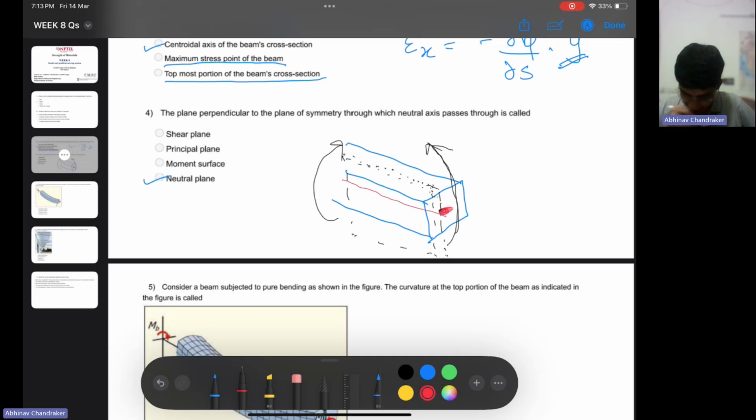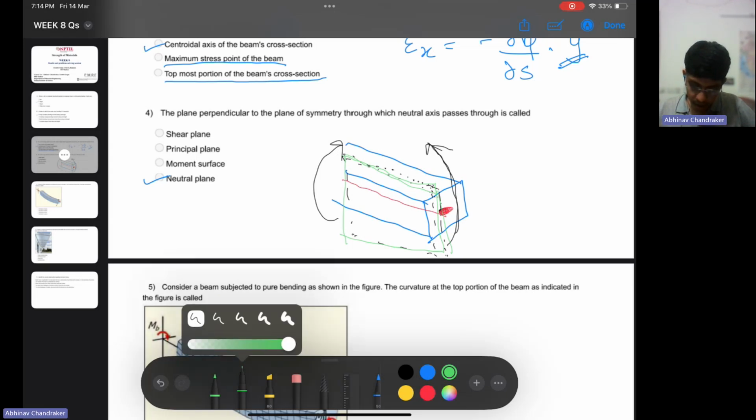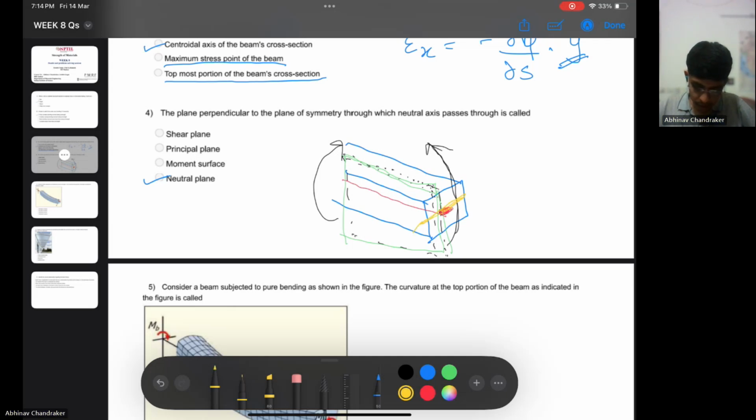It is like this. It passes through this plane, this plane of symmetry, and the perpendicular plane where we are saying there is not going to be any deformation is going to be this plane. Let me write it like this. So the plane like this, and this we call the neutral plane.